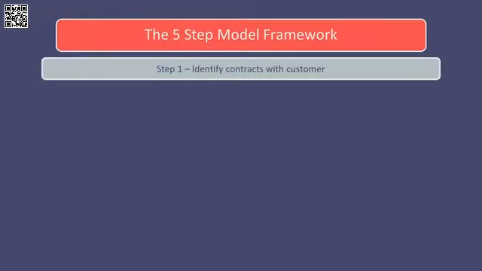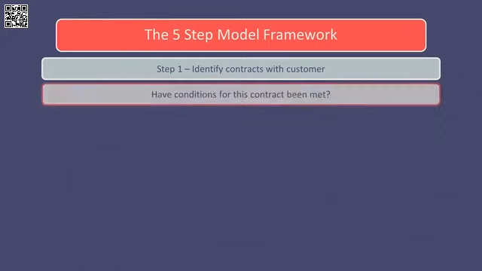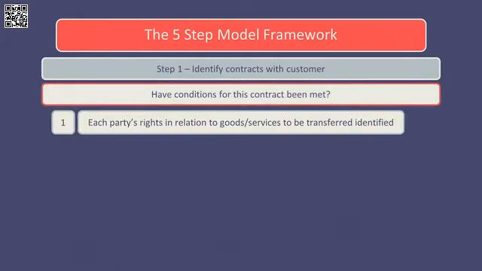Step 1. We need to identify the contract with the customer. So here we know that the contract is with the local government who have commissioned 1,000 houses for $100,000 each. Have the conditions of the contract been met? So is this contract under IFRS 15? Has the contract been approved by the parties to the contract? In this situation we know that it has, because the company put in a tender application that was accepted. Can each party's rights in relation to the goods or services to be transferred be identified? Yes, they can. We know that ownership transfers after completion of each house.